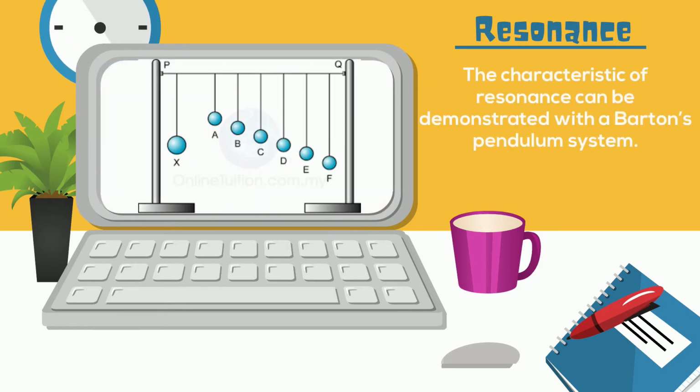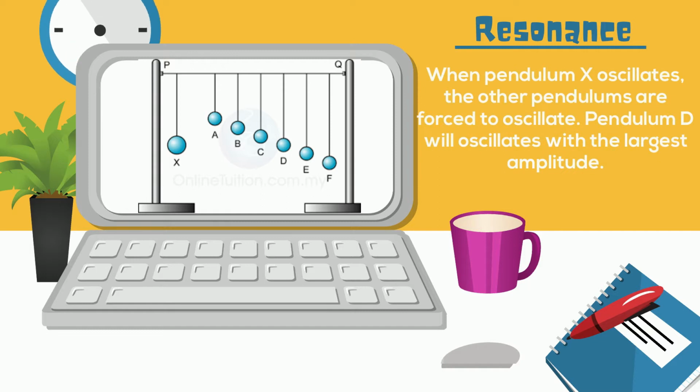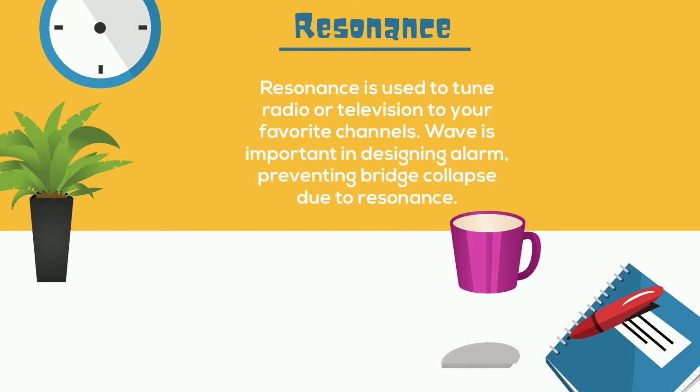The characteristics of resonance can be demonstrated with the Barton pendulum system. When pendulum X oscillates, the other pendulums are forced to oscillate as well. Pendulum D will oscillate with the largest amplitude. Resonance is used to tune your radio or TV to your favorite channels. Understanding resonance is important in designing alarms that prevent bridge collapse due to resonance.